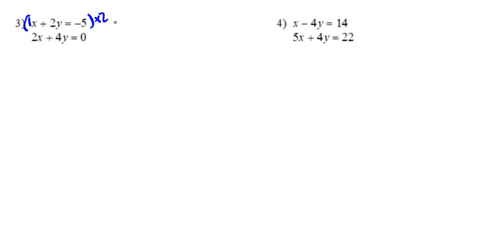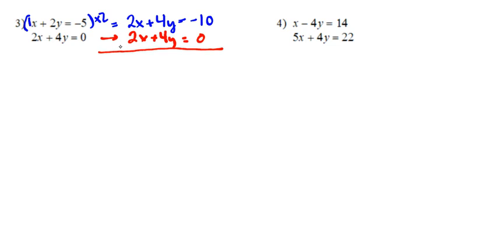And when I do that, I get 2x, 2 times 2y is 4y, so essentially I'm distributing this 2, equals, and I have to do everything, even this constant, 2 times negative 5 is negative 10. Okay. The other equation stays the same, 2x plus 4y equals 0. And now I'm going to line these things up, and we watched a video where we talked about why this works, but if you want to watch that, you can.